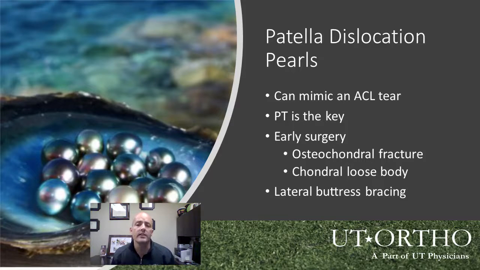Pearls for patella dislocations: they can mimic an ACL tear. Physical therapy is the key. We generally only operate on these early if there's an osteochondral fracture or chondral loose bodies within the joint. And lateral buttress bracing will be used initially when they return to their sport.